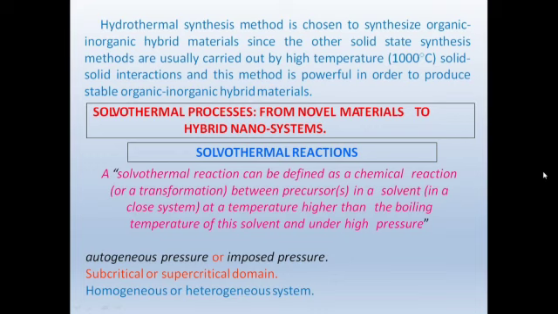Here is the definition of solvothermal reactions. A solvothermal reaction can be defined as a chemical reaction or a transformation between precursors in a solvent in a closed system at a temperature higher than the boiling temperature of this solvent and under high pressure. Because the pressure is high, it is known as autogenous pressure or imposed pressure. The domain could be subcritical or supercritical, and the system would be homogeneous or heterogeneous.